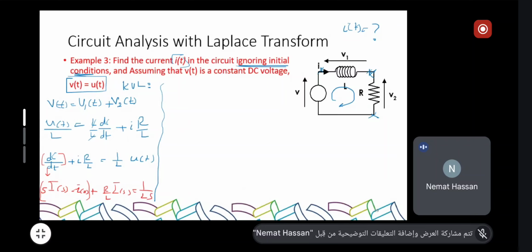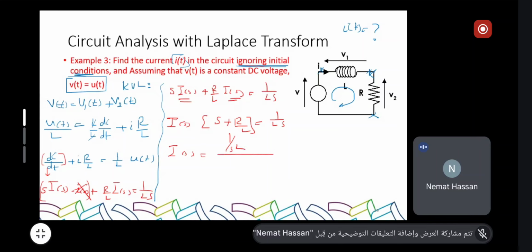Next, I am told to ignore initial conditions, which means that this is equal to 0. So my problem in frequency domain is basically s I of s plus R over L I of s is equal to 1 over L times s. And now I can take I of s as a common factor on the left-hand side of the equation, and I'll be left with s plus R over L. And therefore, I of s is equal to 1 over s L divided by s plus R over L.